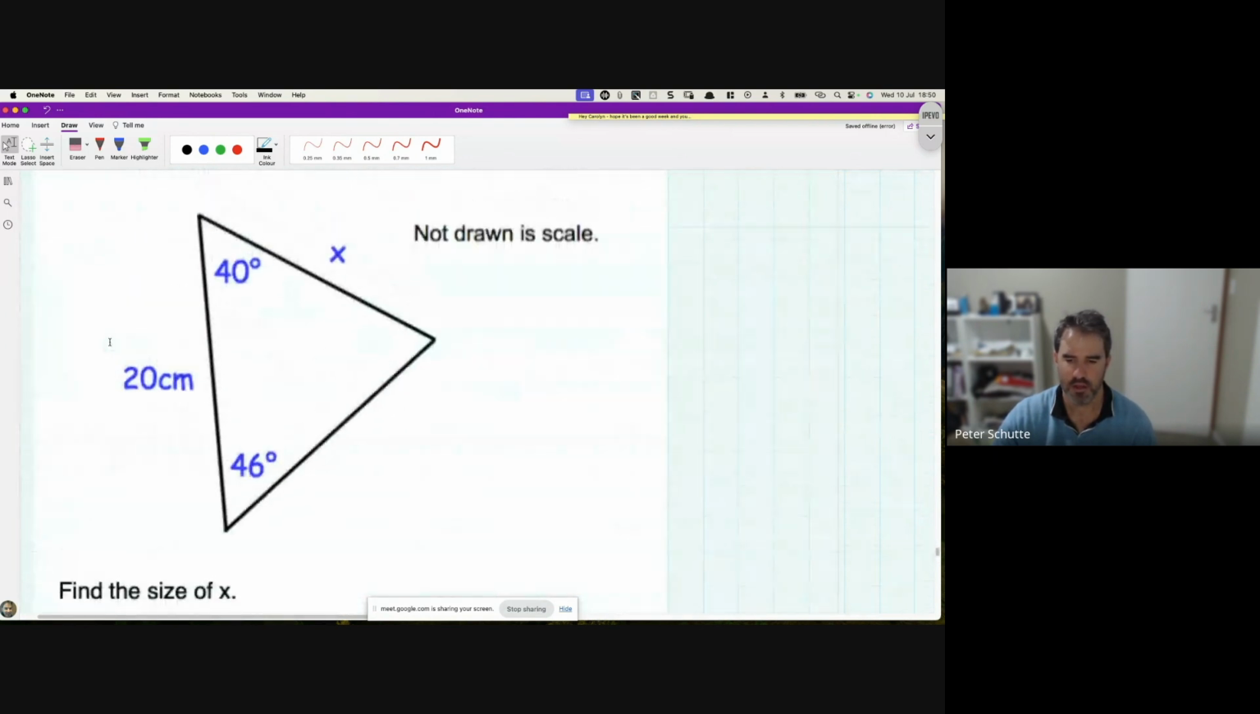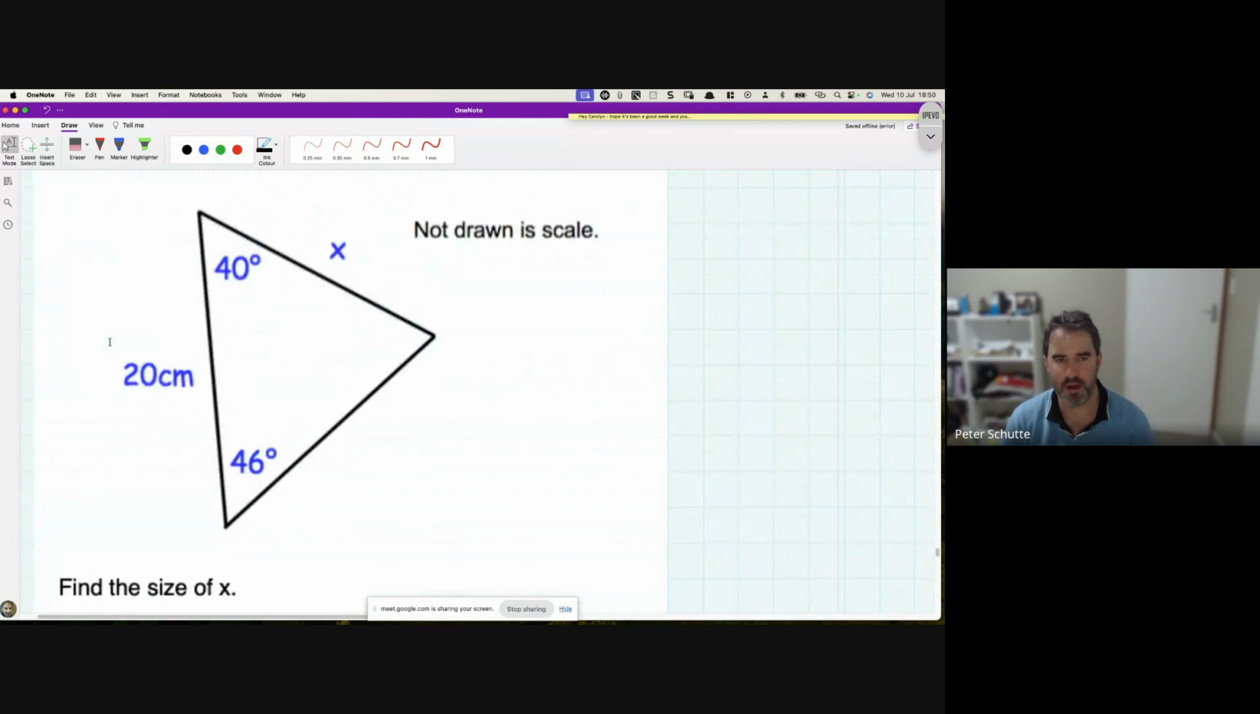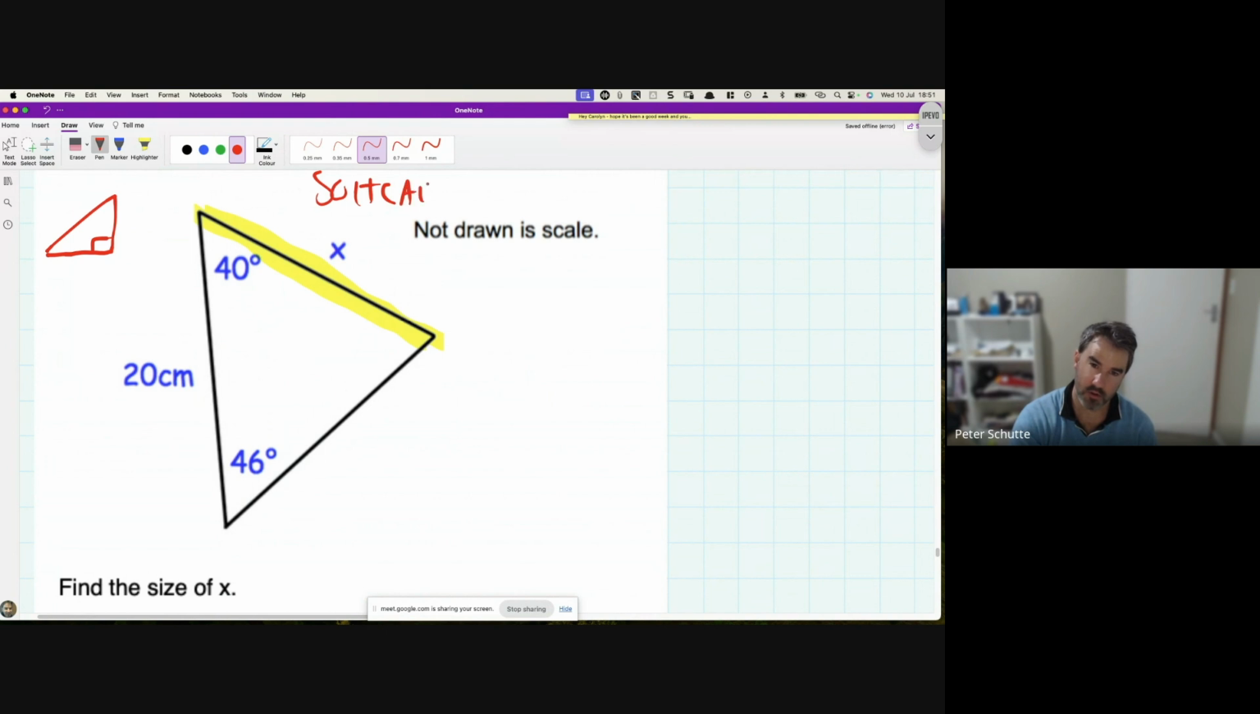Okay. Let's do this. You do this all by yourself. Find the size of the length x. Find that length there. Practice makes perfect. We just keep practicing and we'll get better. Notice how there's no right angle in the house. So there's none of this stuff. So unfortunately, SOHCAHTOA will not be of help to us, but the sine law will.